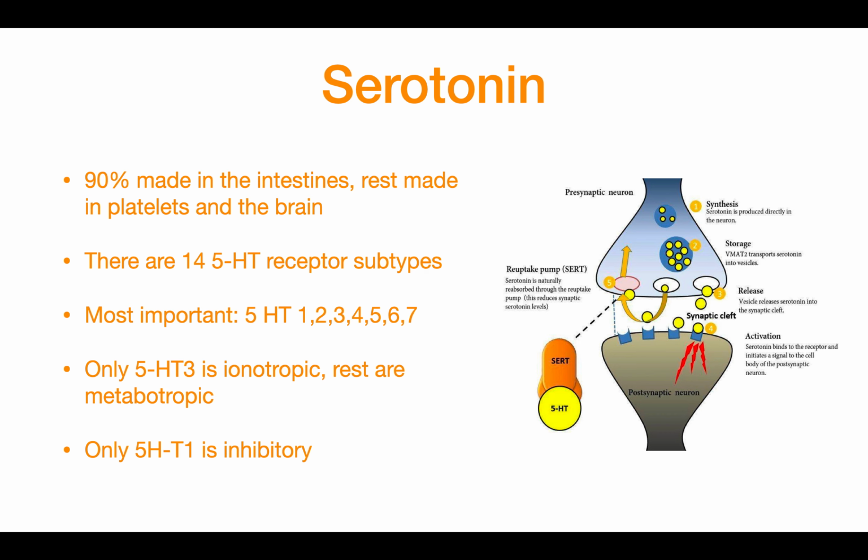So, migraines, there's a theory that it comes from serotonin, which is mostly made in the intestines, but that doesn't cross the blood-brain barrier. Important to know. There's 14 serotonin receptor subtypes. The most important ones are 1 through 7, and those are important because they work in the brain.